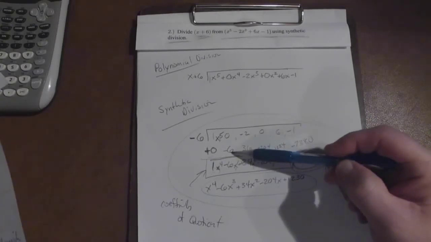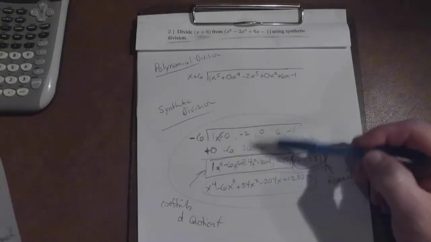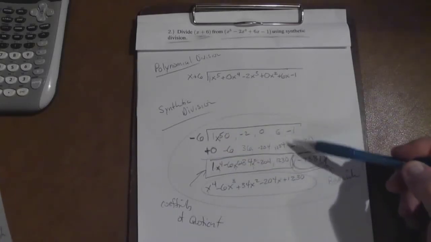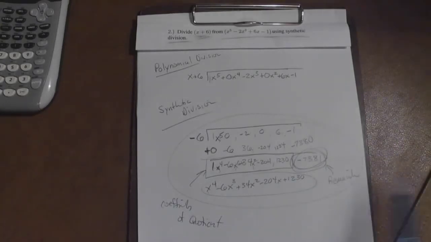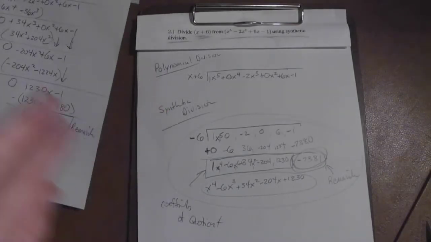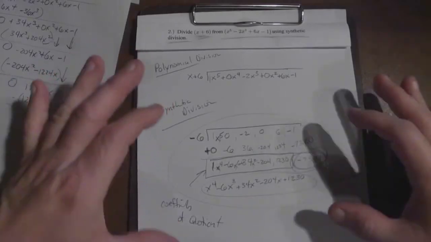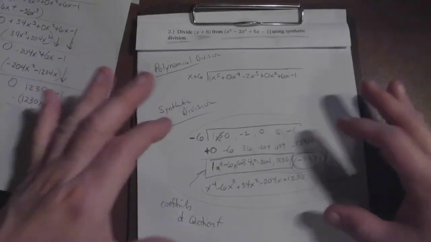And it involves a very algorithmic process, where all we did was start by adding 0 to 1 and giving 1. Take negative 6 times 1 is negative 6. 0 plus negative 6 is negative 6. Negative 6 times negative 6 is 36. And that algorithmic process just continues on down the line until at the very end, this last number is going to be a remainder, and these previous values were going to be the coefficients of your quotient.